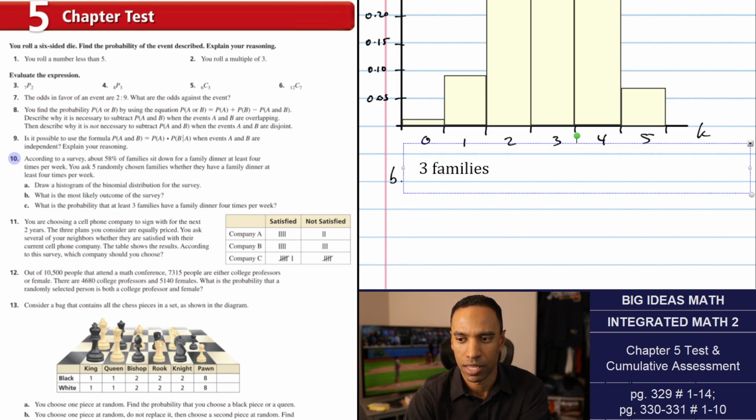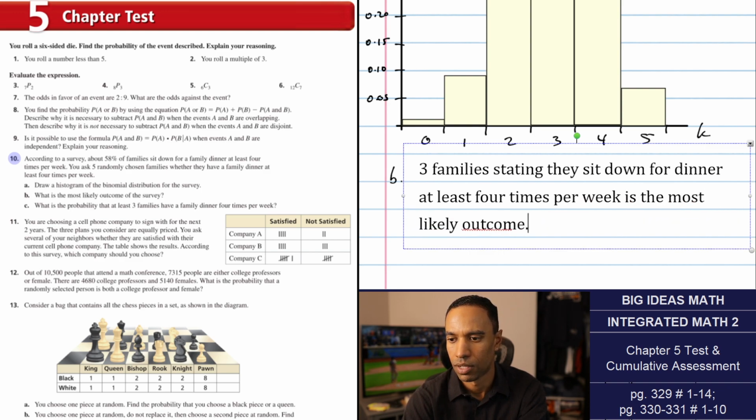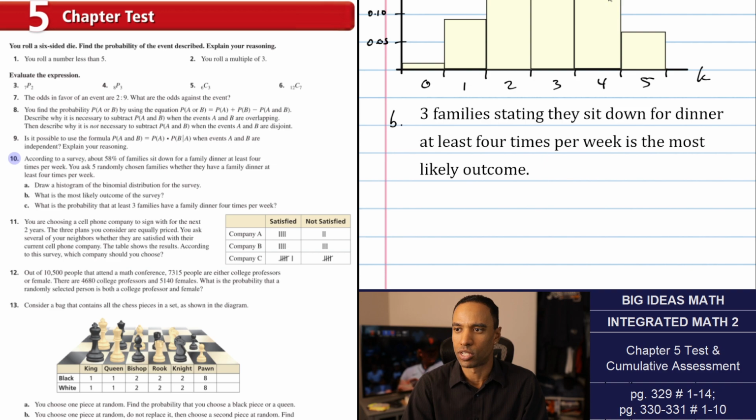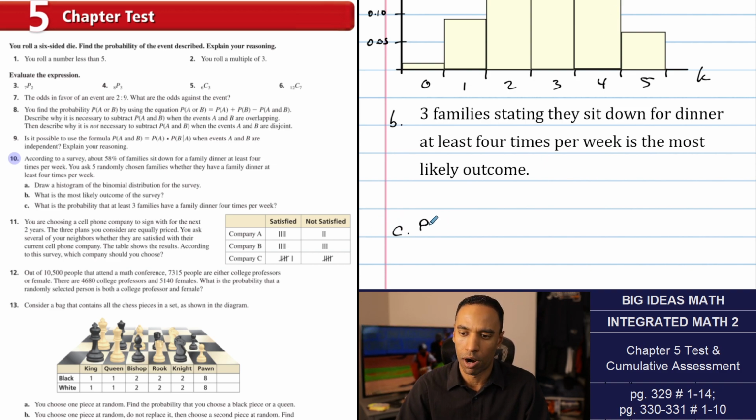3 families stating they sit down for dinner at least 4 times per week is the most likely outcome. All right. Part C, what is the probability at least 3 families have a family dinner 4 times per week? So at least 3 is 3 or more. Probability that K is greater than or equal to 3.